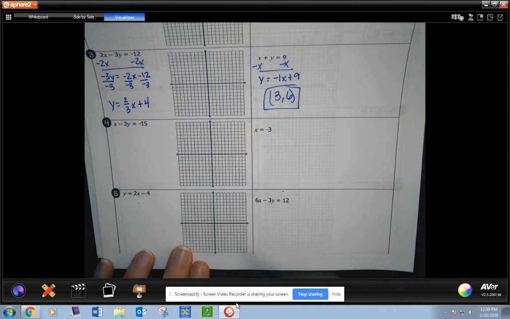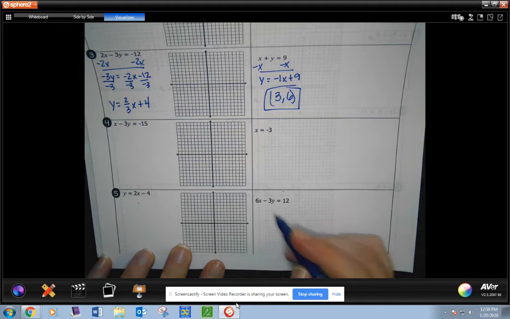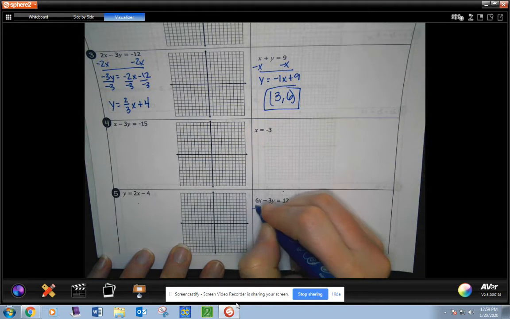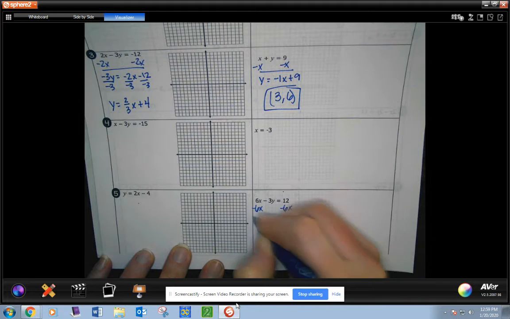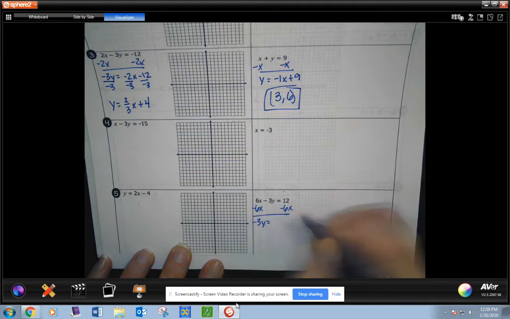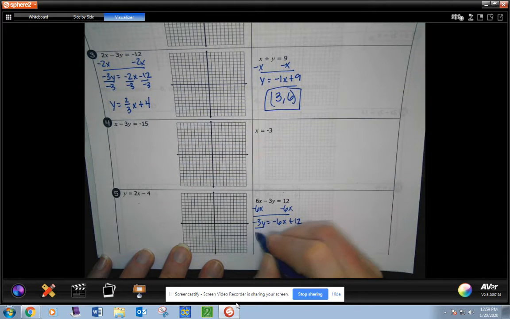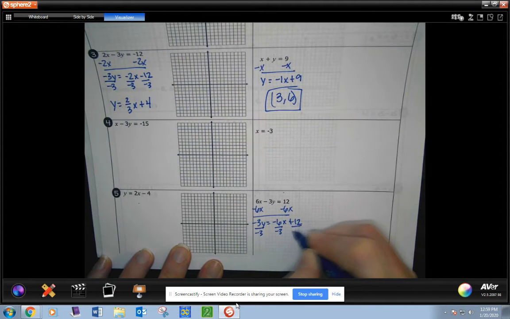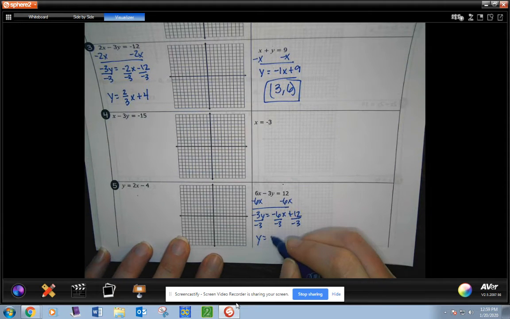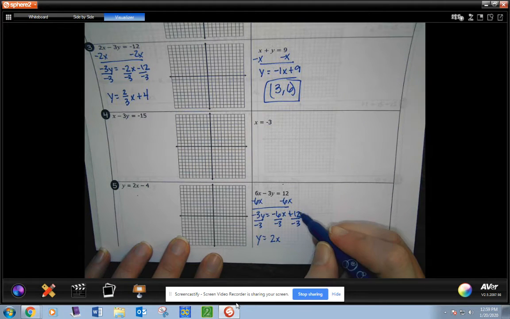For number 5, the first equation is in y equals, but the second one is not. So we're going to move the x by changing the sign. That gives me negative 3y equals negative 6x plus 12. Then I'm going to divide by the number in front of y. That gives me y equals negative 6 divided by negative 3, which is a positive 2x, and 12 divided by negative 3 is negative 4.